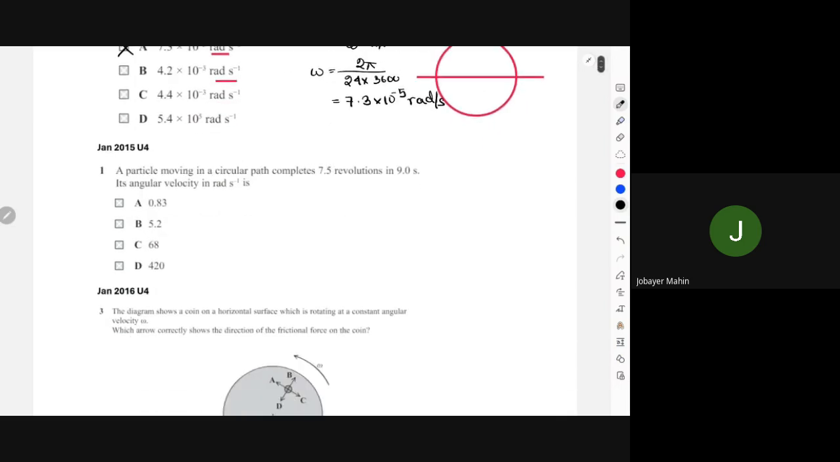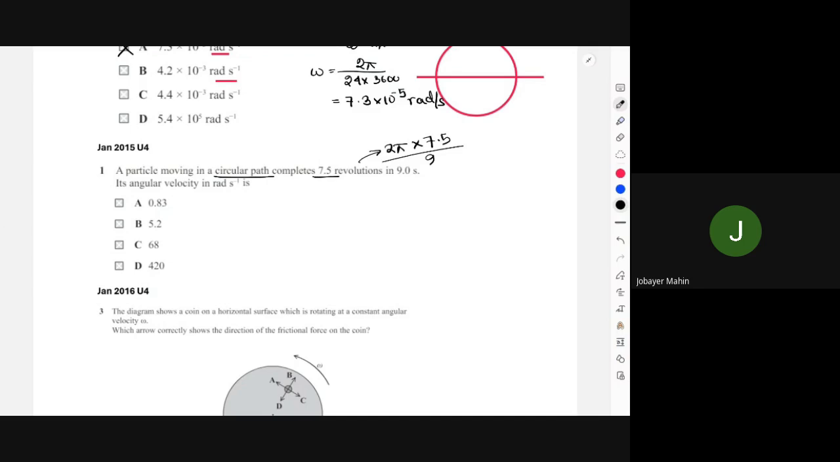For question 2, a particle is moving in a circular path and completes 7.5 revolutions in 9 seconds, and we need to find the angular velocity. Similar concept: one revolution is 2 pi, so 7.5 revolutions is 2 pi multiplied by 7.5, and this will be divided by the time, 9 seconds. How much is that?